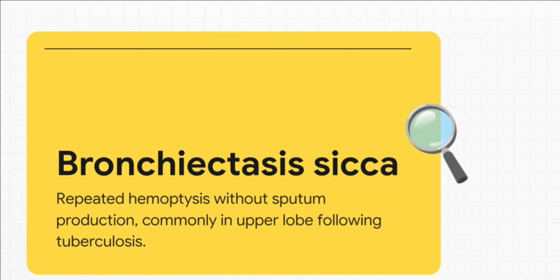Interestingly enough, there is a notable exception to this presentation, and it's termed bronchiectasis sicca, or dry bronchiectasis. This usually happens in the upper lobes of the lungs, very often following a bout of tuberculosis.